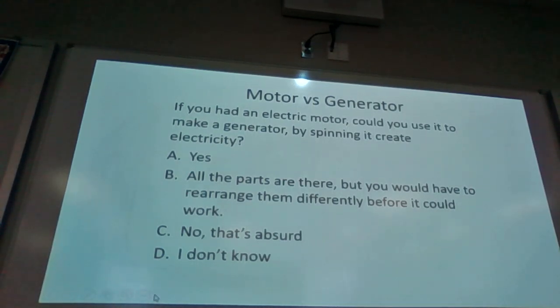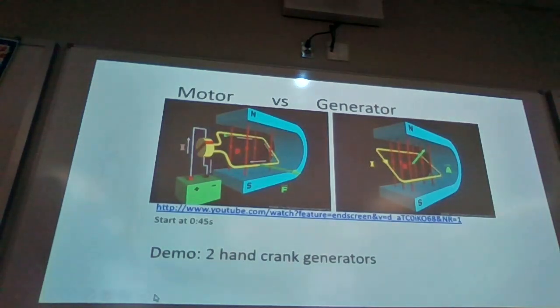I feel like you would only write absurd if that was right, you know? All right. So the correct answer is yes. Here's the idea.